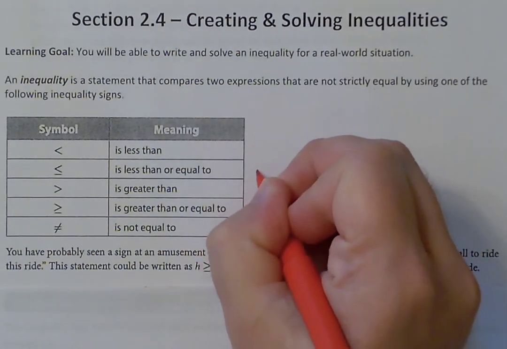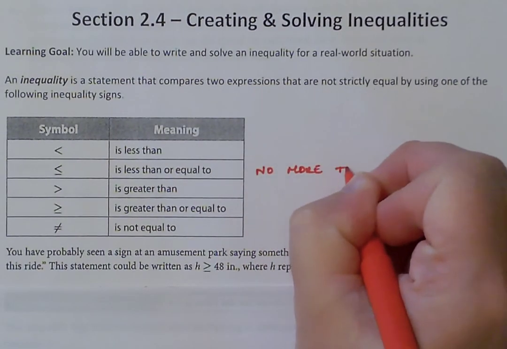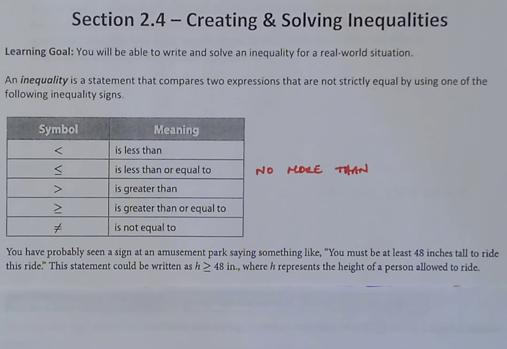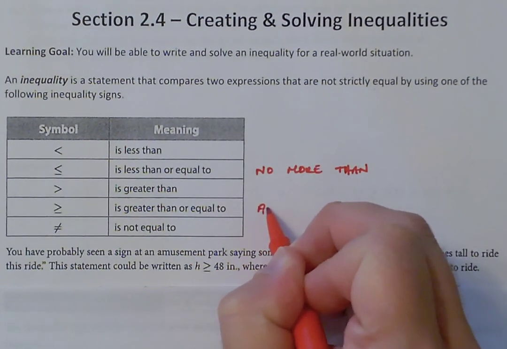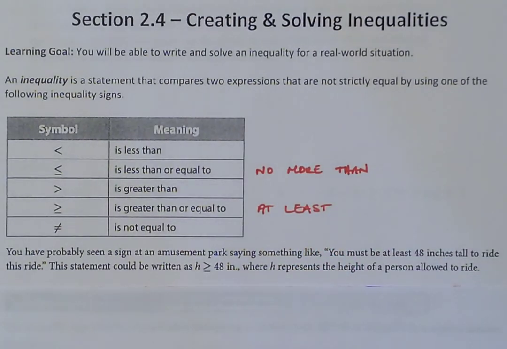Whenever we talk about the statement no more than, no more than is going to refer to is less than or equal to. So when we get to story problems and you're reading a situation where it says they can have no more than 5, that's when you need to use the less than or equal to. The other one I want to highlight is at least. When we talk about at least, that refers to is greater than or equal to.